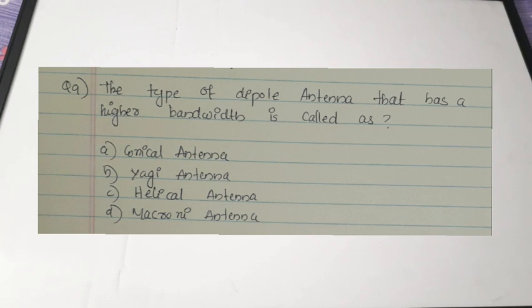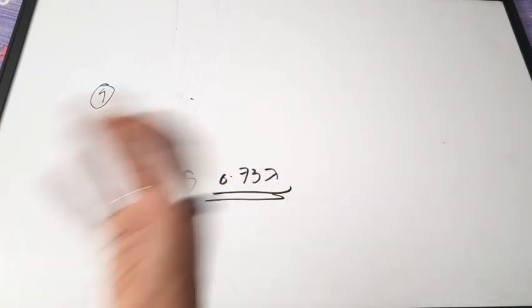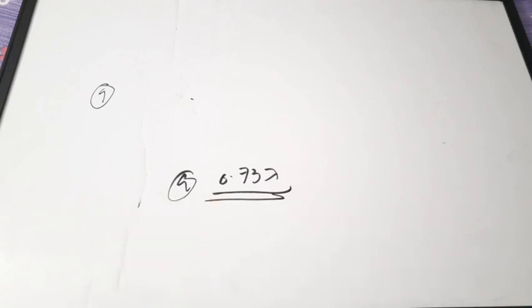So here correct answer is option C. Now, 9th question. The type of dipole antenna that has highest bandwidth is called dash. A. Conical antenna, B. Yagi antenna, C. Helical, D. Macaroni antenna. Correct answer is option A. Conical antenna is a type of dipole antenna which is having the maximum bandwidth, and the length is 0.73 lambda. Okay, correct answer is option A.